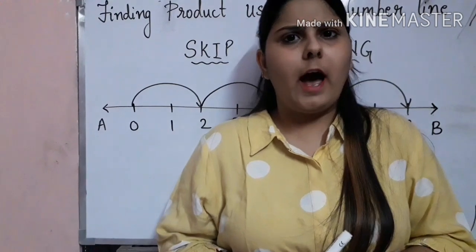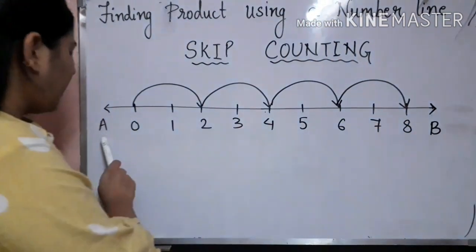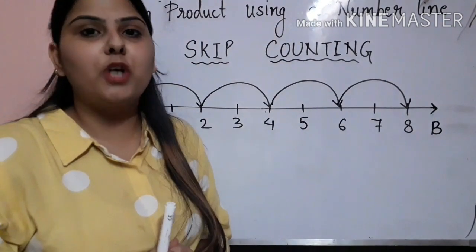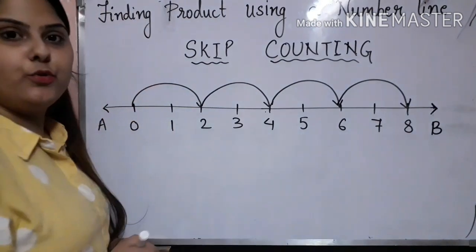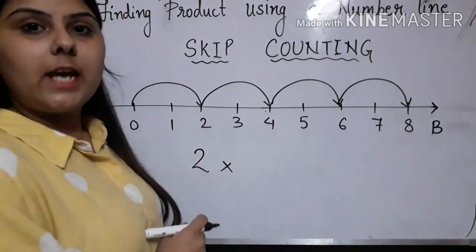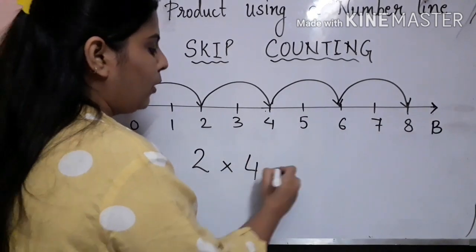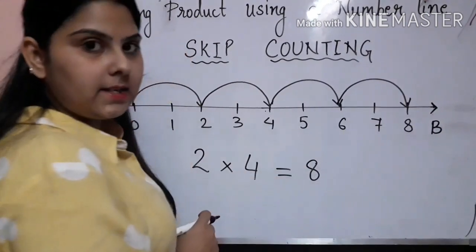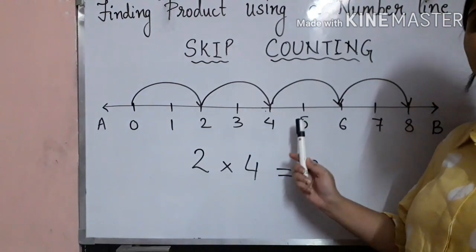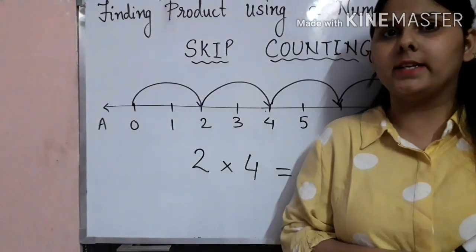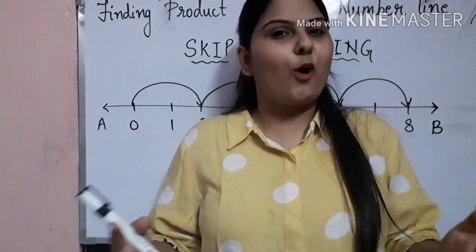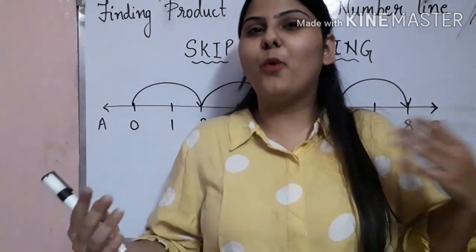There was a frog and it decided to go from point A to point B. For this, the frog started taking the jumps of 2 steps. So as you notice, the frog took a jump of 2 and the number of jumps taken by the frog is equal to 4, which results in 8. Kids, if you notice now, 2 plus 2 plus 2 plus 2, 4 times, results in 8, which is equal to 4 times 2. So in this way, the frog was able to go from point A to point B.